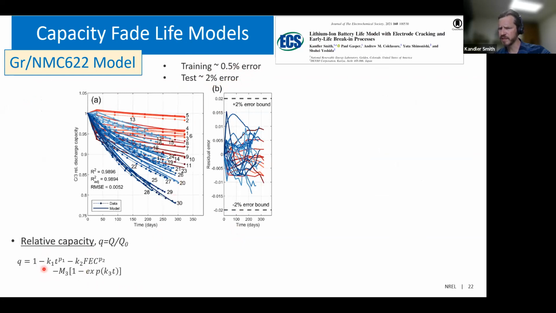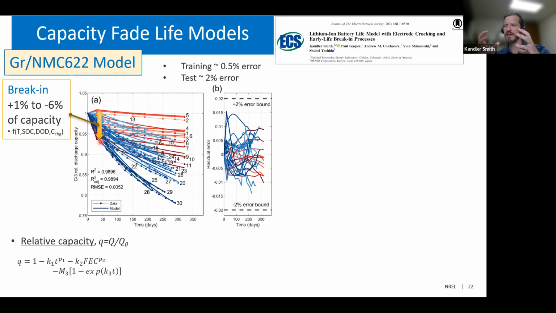The model looks like this, where it's got a square root of time component, a square root of cycles or full equivalent cycles component, and then also a break-in mechanism in there. And this break-in mechanism, oftentimes people don't include this in the literature, but we see that initial capacity can either go up by about 1%, or it can fall very rapidly, depending upon what you're doing in those initial 50 days or perhaps 50 cycles on the cell. And some of that could be attributed to the positive electrode, the polycrystalline particles cracking and fresh surface areas created, and that dictates what's going to happen to the battery from there on out.